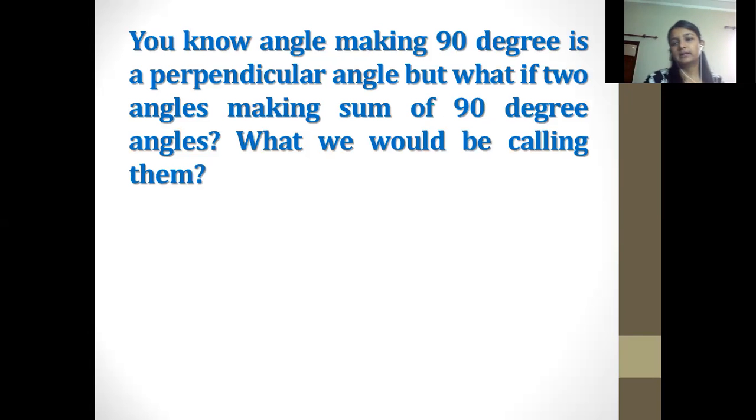Yes. So students, read the question thoroughly. I'm giving you a few seconds. You know, an angle making 90 degrees is a perpendicular angle, we have done that. But what if two angles are making a sum of 90 degrees? What would we call them? What would be the final angle we could say would be forming, if we are joining two angles making 90 degrees?